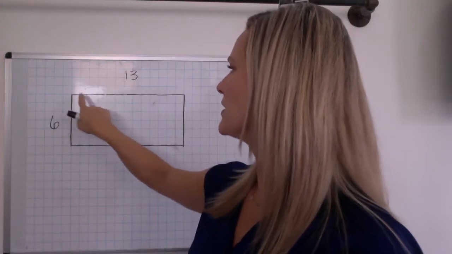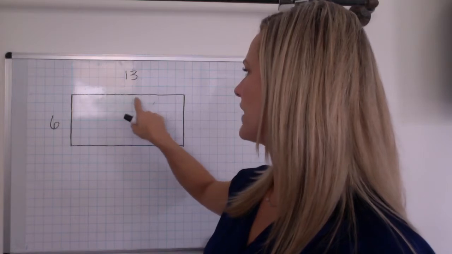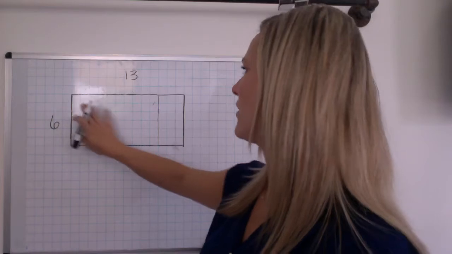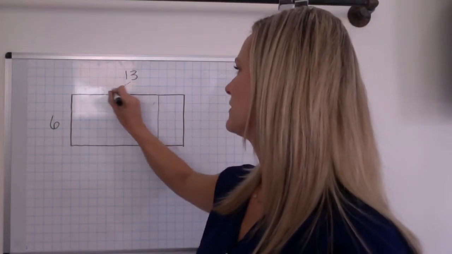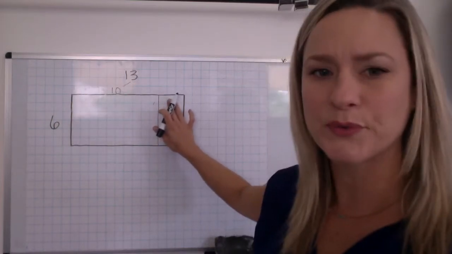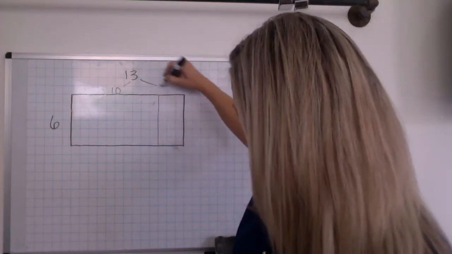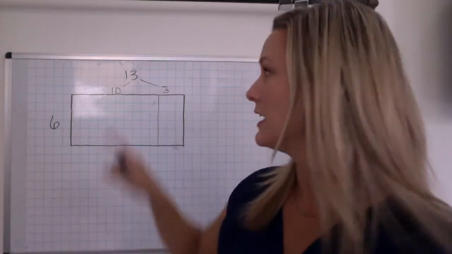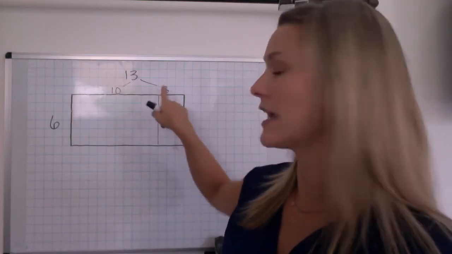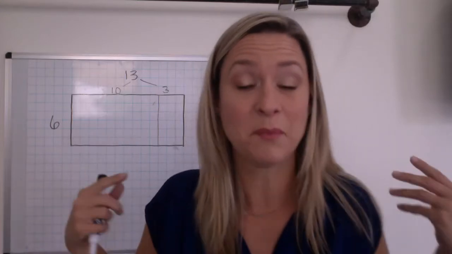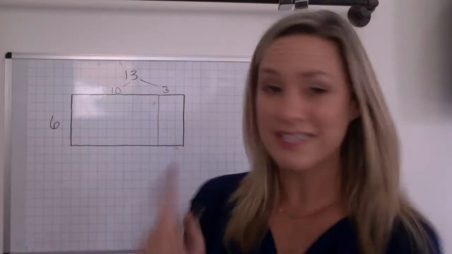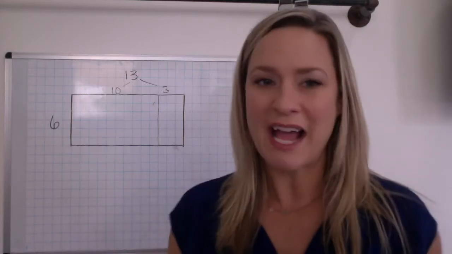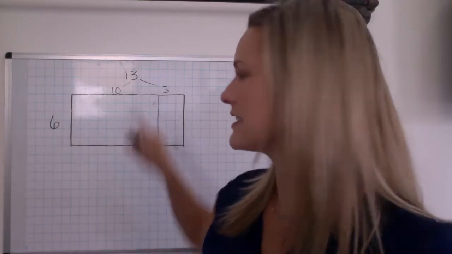So let's count it out. 1, 2, 3, 4, 5, 6, 7, 8, 9, 10. So now we've got 10 here and 3 here. So it's actually kind of like what we did when we were younger with a number bond, right? When we were in our younger grades. So 13 can be decomposed into 10 and 3, and that is going to help us multiply. So we're still using those skills from first and second grade.